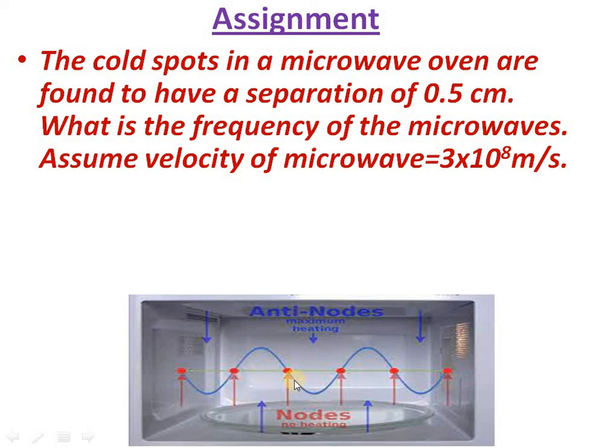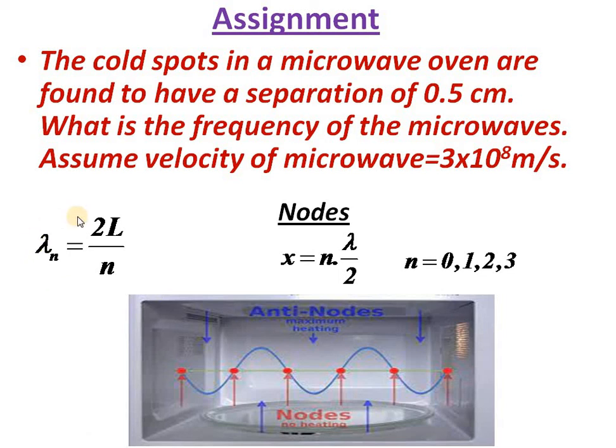So you take any two nodal points, say this A and this B. This distance is given as 0.5 centimeter. So how will you do it? You know that nodal points are defined by this equation: x is equal to n lambda by 2. So the first point you take as 1 lambda by 2, the second point you take as 2 lambda by 2, and you find the difference between x equal to 1 lambda by 2 and x equal to 2 lambda by 2. That difference is given as 0.5 centimeter. So automatically you will get the value of the wavelength. Once you get the wavelength, you can find the frequency.